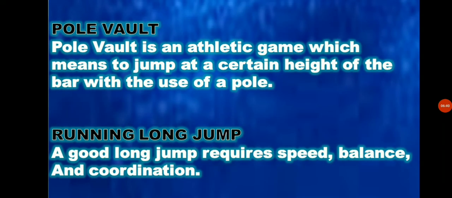Let's talk about the pole vault. It's an athletic game which means to jump over a certain height of the bar with the use of a pole. A pole vault player must have strong arms, a strong shoulder girdle, speed, and coordination. The correct height of the grip on the pole must be in the most comfortable position, wherein you can get great momentum to go up in the air. Start with a run towards the bar while carrying the pole with the tip pointing obliquely upward and held slightly across the body.